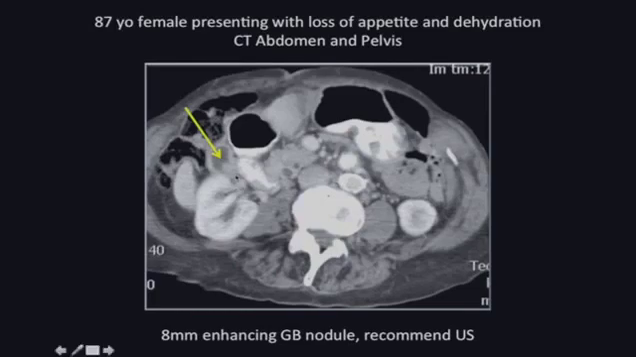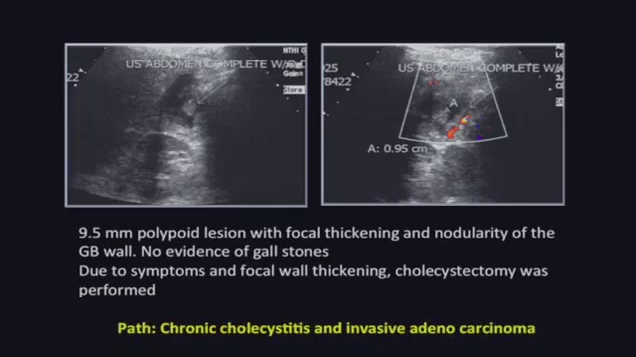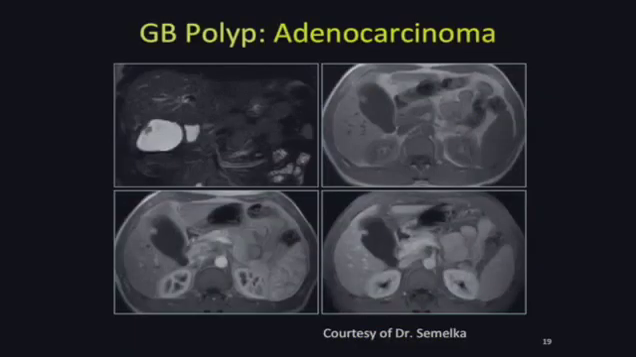The contrast enhanced CT scan shows a small 8 millimeter polypoid lesion within the gallbladder lumen. An ultrasound was performed confirming this 10 millimeter lesion within the lumen of the gallbladder. Note the irregularity, nodularity, focal thickening of the gallbladder wall, which should make us suspicious that it's not just a simple polyp, but there is increased risk of malignancy. The patient had a cholecystectomy, and indeed there was chronic cholecystitis and an invasive adenocarcinoma of the gallbladder.